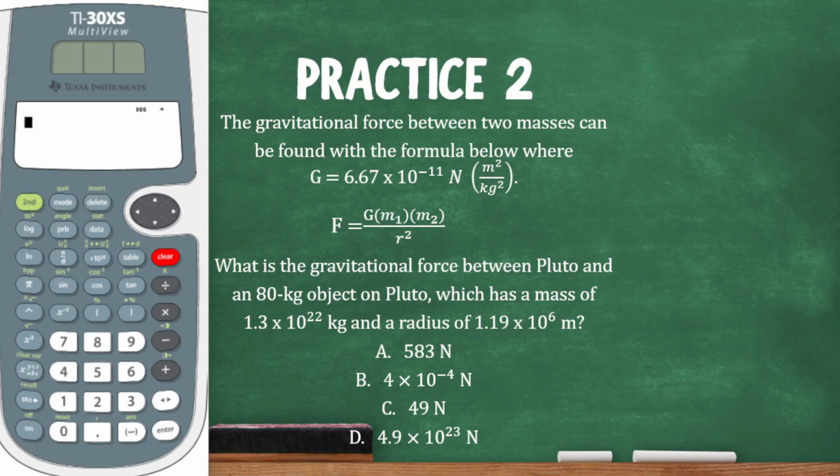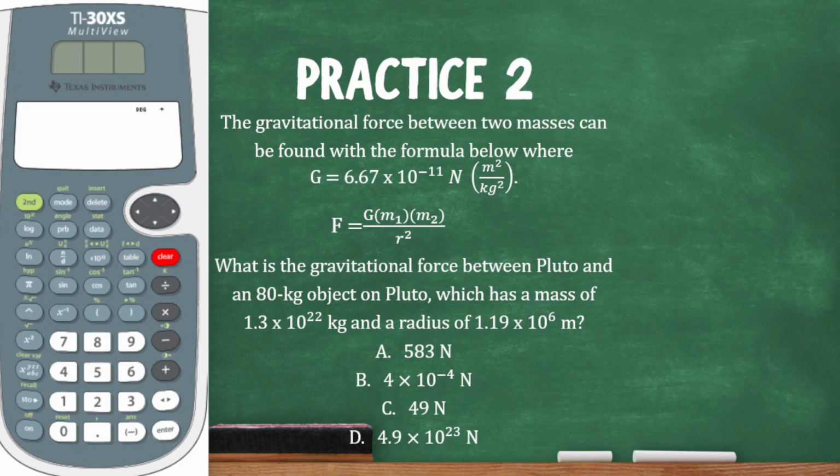The gravitational force between two masses can be found with the formula below, where G equals 6.67 times 10 to the negative 11th newtons m squared over kg squared. And here's the formula. F equals G times m1 times m2 over r squared. What is the gravitational force between Pluto and an 80 kilogram object on Pluto, which has a mass of 1.3 times 10 to the 22nd kilograms and a radius of 1.19 times 10 to the 6th meters?